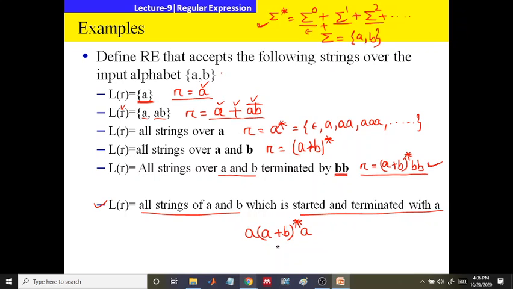But now you see here, if instead of (a+b)* I put epsilon, then I am getting aa. So there is absolutely no problem. aa is a string which starts with a and terminates with a. But there is another string which starts and terminates with a. What is that? A. If you simply represent a single a, then it also starts with a and terminates with a. So the regular expression for this one is R = a(a+b)*a, or it is a single a.